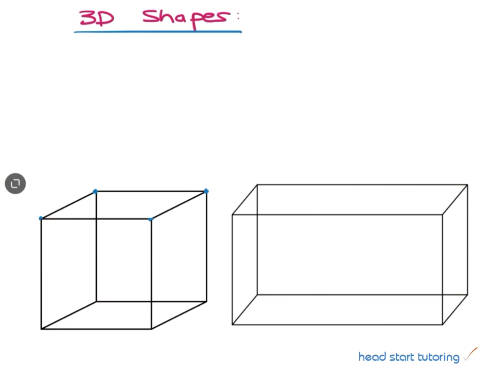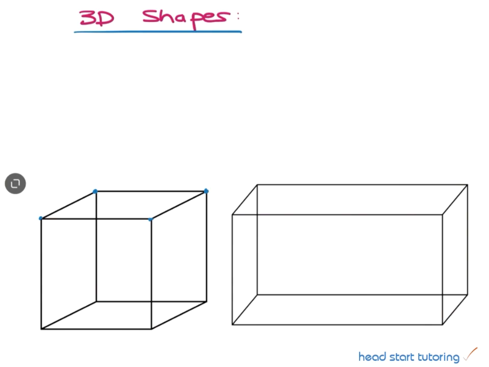Right, so when we are working with pyramids or cones, we have an apex, which is the topmost vertex of the cone or the pyramid. So just for now, with our prisms, we will only be working with vertices, which is the plural for a vertex. And we just need to understand that a vertex is a corner of the 3D shape.